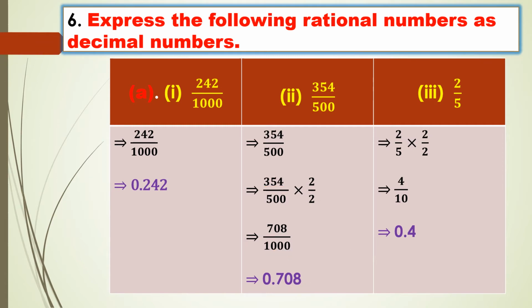So 0.708. Okay. So here, 2 by 5. I can make this 5 as 10 by multiplying by 2, right? So I'll multiply 2 in the denominator as well as in the numerator. So 4 by 10 I'll get. So I'll write 4 as it is. Here 1 zero is there. So 1 digit before the end I am putting the decimal. So it is 0.4. Clear, children? So let us go to the next problem.